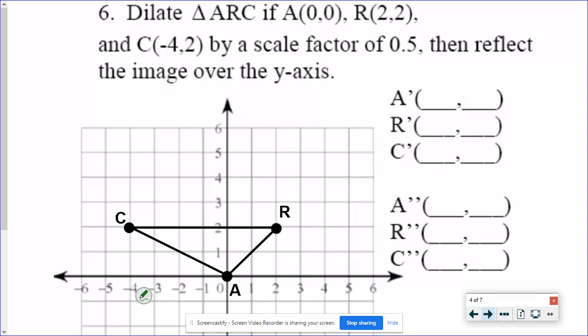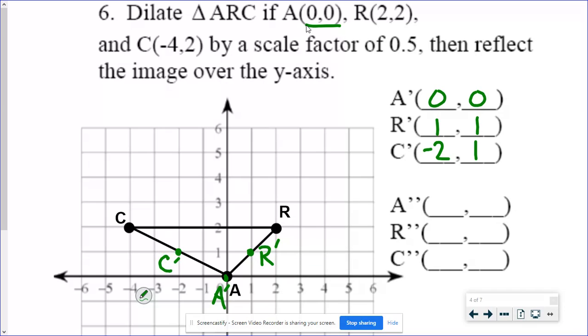So let's start with our 1/2. I would just do half of all these numbers. Notice that we picked all nice numbers. Here's the thing, though, with A, it's at 0, 0. If I multiply those numbers by a half or by anything, I'm going to stick with 0 and 0. For the R, when I take half of each of those numbers, now it's going to be 1 and 1. And C is going to be at negative 2, 1. So when I graph that, A prime is going to be at 0, 0. So A prime is in the same place. And then R prime is going to be at 1, 1. And C prime is going to be at negative 2, 1.